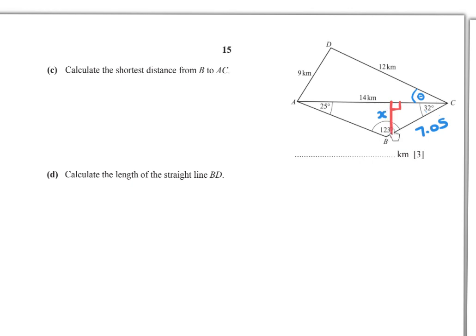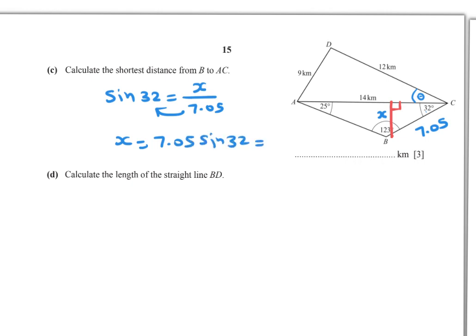Now for this right angle triangle, we need to find the opposite and we have the hypotenuse. So sine. This angle 32. And we need to find the opposite, we have the hypotenuse. So sine of 32 equals x over 7.05. Now we can find x, cross multiply. So x equals 7.05 sine of 32, which equals 3.74.